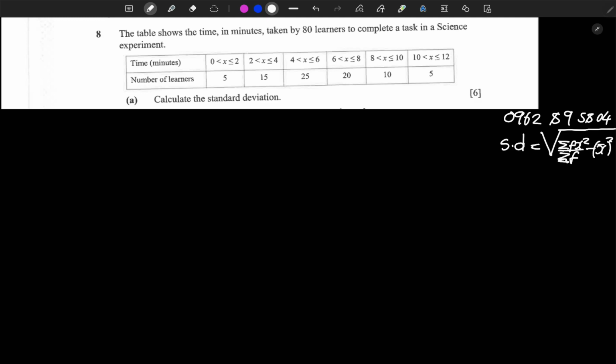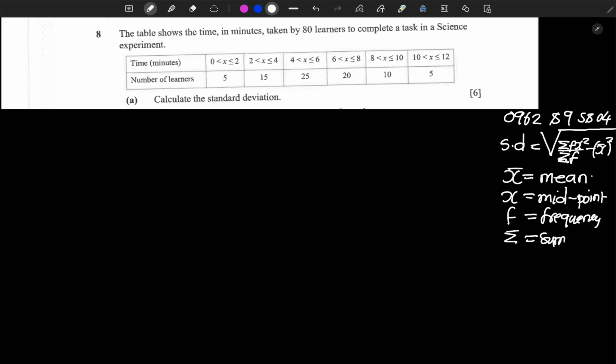Now we need also to look at what each letter represents. Begin with x with a bar: this shows the mean. We are going to look at how we can come up with a mean. X without a bar represents the midpoint. The midpoint is the number in between two numbers. For example, which number is between 0 and 2? That is the midpoint, and I'll show you how to come up with that number. F is the frequency. The frequency from our table is where we have number of learners like 5, 15, 25, 20, 10, and 5. Then we also have this symbol, summation. Summation means you need to make some addition.